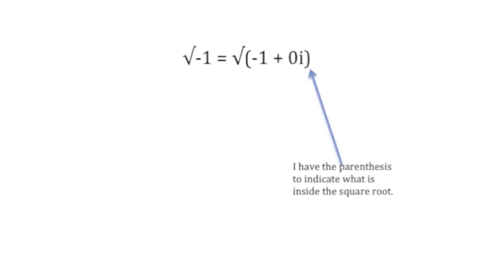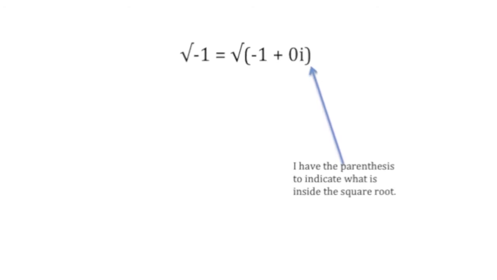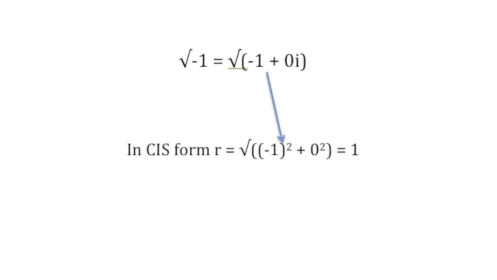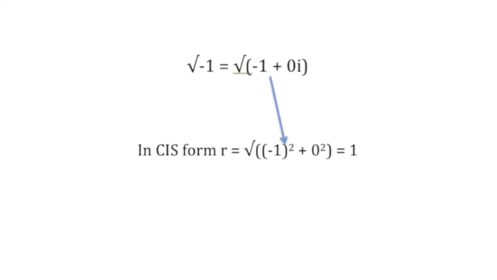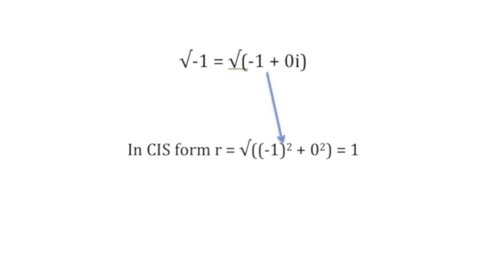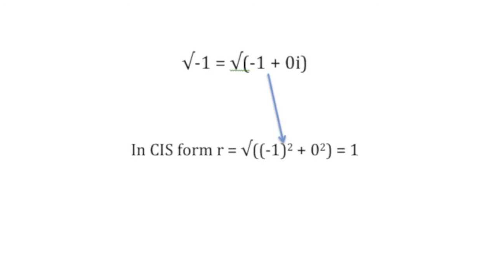I don't know how to do that in a plus bi form, but I do know how to do it in cis format, or polar format. So I have to first find the r and the theta. To find the r, we do the square root of -1 squared plus 0 squared, and we get 1, so we don't even have to write the 1, because that's implied. Now to do the tangent, we do the inverse tangent of the b, which is 0, over the a, which is -1. And 0 over anything is just 0. So we do the inverse tangent of 0.